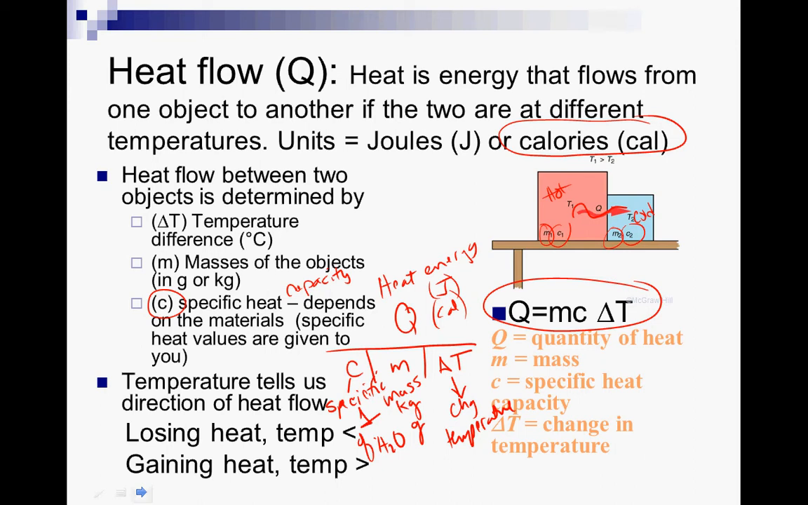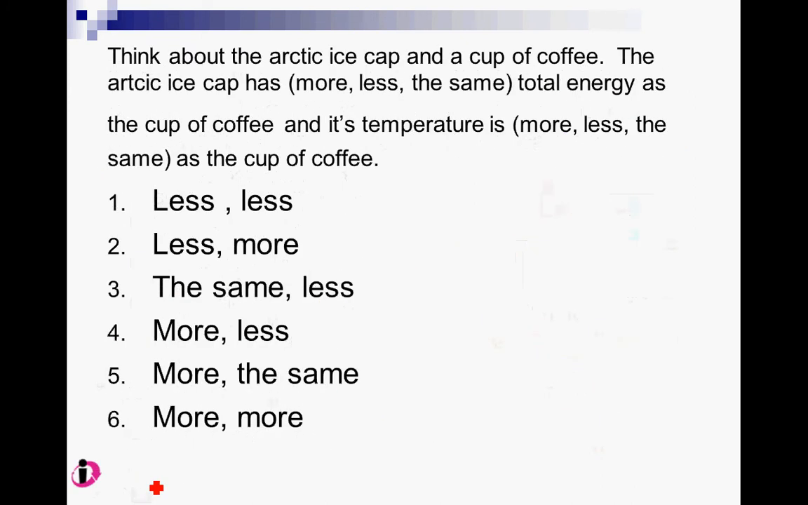Water can absorb a lot of heat energy without changing its temperature very much. For comparison, aluminum has a specific heat capacity of 0.22. Very, very low. Aluminum changes its temperature rather quickly. So that's specific heat capacity.